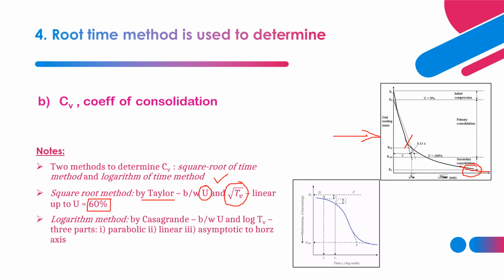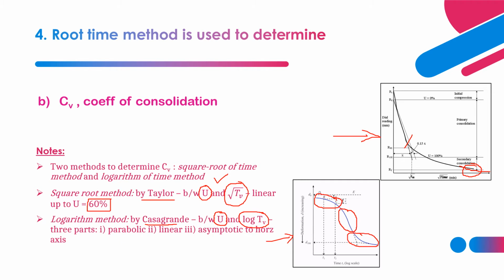Another method is the logarithmic method. It was devised by Casagrande, and it relates the degree of consolidation and log of time factor. So this is the graph for the logarithmic method of determining the CV. It has three parts. The first part is parabolic, this part is linear, and this part is asymptotic to the horizontal axis.